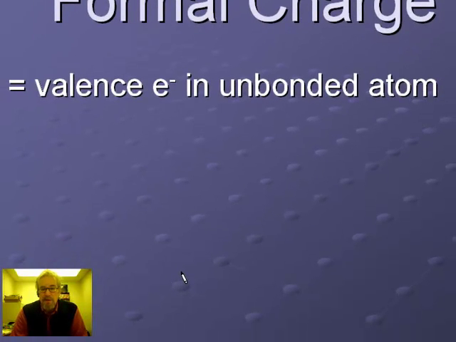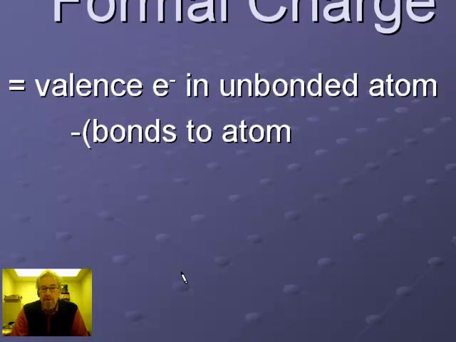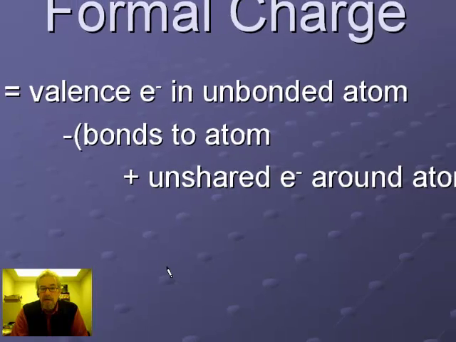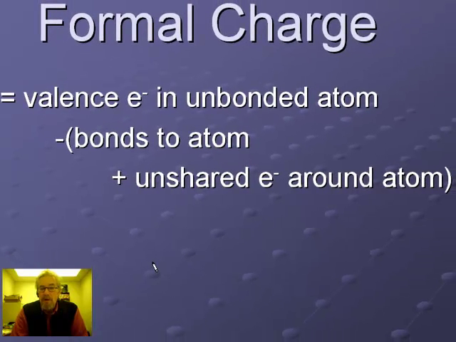Formal charge is calculated by starting out with the number of valence electrons in the unbonded atom. So like for oxygen or something in column 6, that would be 6. Then you subtract from that the number of bonds that are made to that atom. So if it's a double bonded oxygen, you would subtract 2 for the 2 bonds. And then subtract also the number of unshared electrons around the atom. So let's say we had a double bonded oxygen. This would have to have, if it had a full octet, 2 lone pairs.